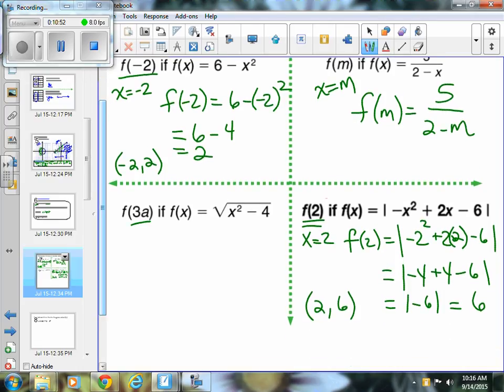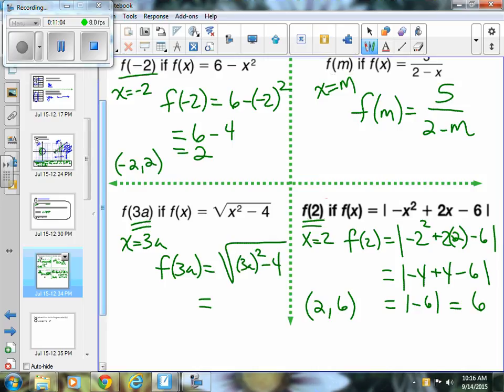So same thing here. Our x is 3a. So you're going to make that substitution. So I'm going to put in 3a and square it, and minus 4. Notice the parentheses again. You're squaring 3a, so that would be 9a squared minus 4. Can't simplify it. I don't know what a is. I can't break it down. You can't take the square root because it's subtracted, not multiplied, so you're kind of stuck there.